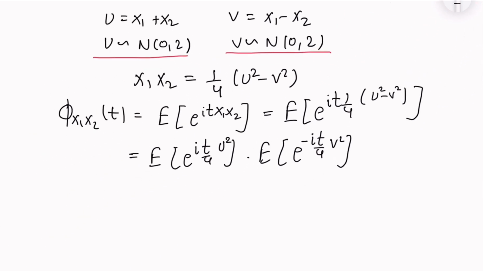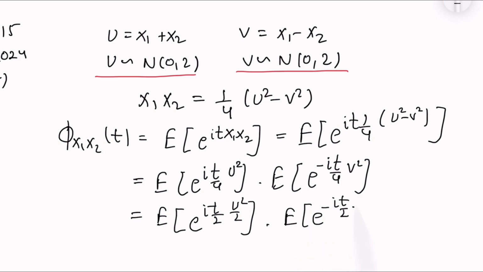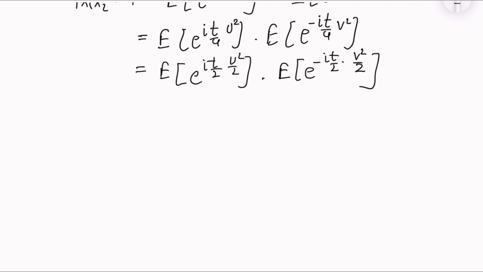Now coming back to the question. Here you can see this is U square, and now we can take 2 from the denominator. So this is the expectation of e to the power i t by 2 times U square by 2, which is following a chi-square distribution, and the expectation of e to the power minus i t by 2 times V square by 2. V square by 2 will also follow a chi-square distribution. Now we have to find the characteristic function of this U square by 2, which is the variable following a chi-square distribution with 1 degree of freedom.